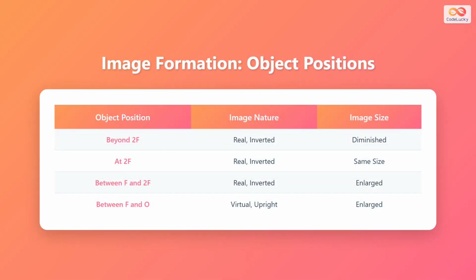The position of an object relative to the lens determines the characteristics of the image formed. When an object is placed beyond 2f, the image is real, inverted, and diminished. At exactly 2f, the image is real, inverted, and the same size as the object. Between f and 2f, the image becomes real, inverted, and enlarged. However, when the object is placed between f and O, something interesting happens. The image becomes virtual, upright, and enlarged. This is how magnifying glasses work.